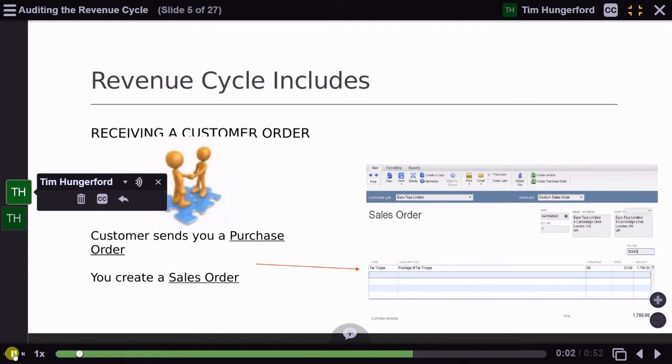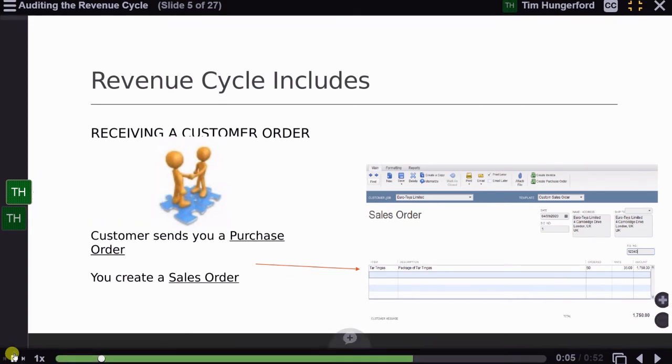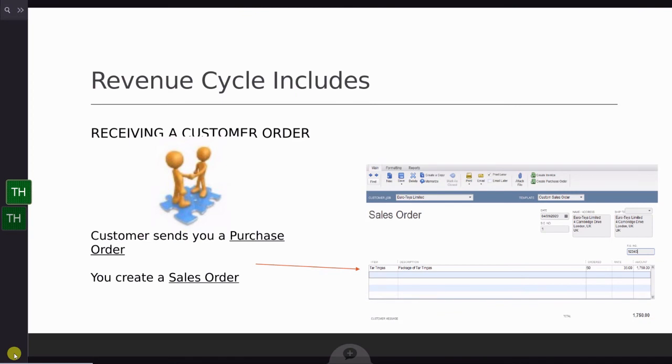All right, the start of this revenue cycle process includes our customer sending us a purchase order so that we'll have this customer order and create a sales order with it. So we've got Euro Toys Limited, who has sent us a purchase order for 50 packages of Tartingas. So we're going to be shipping these items out to Euro Toys in London, UK. We've entered our sales order information there, and eventually we'll invoice them $1,750 when the order is complete.